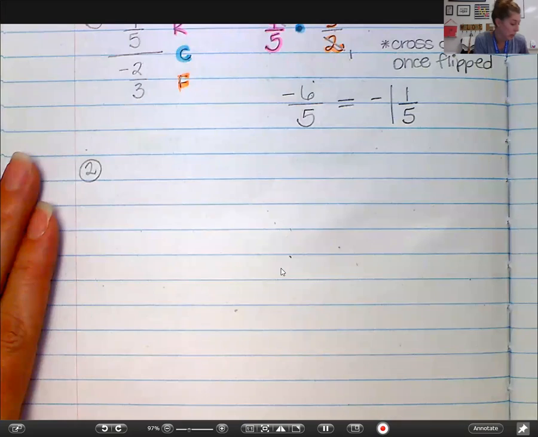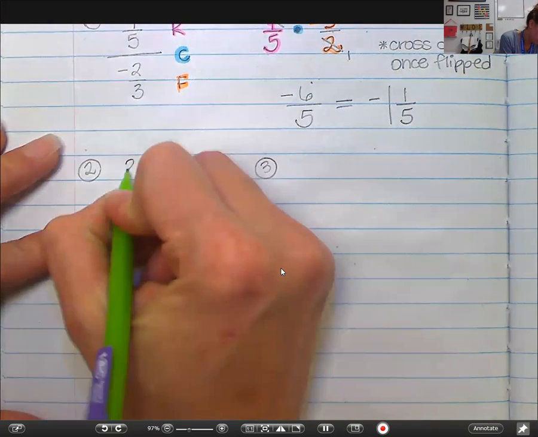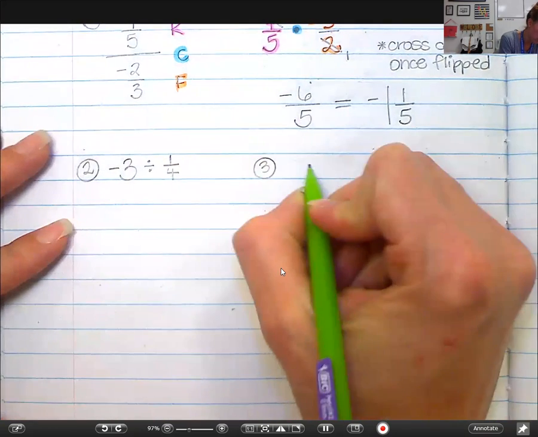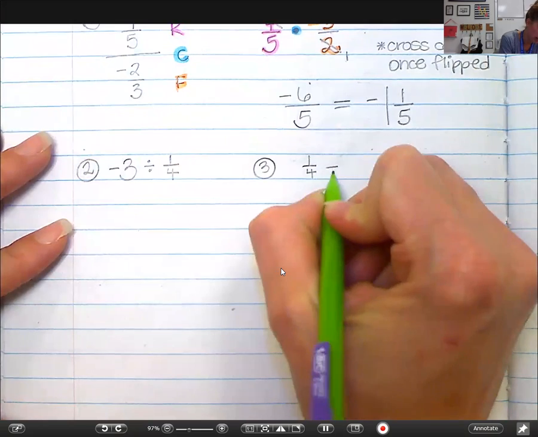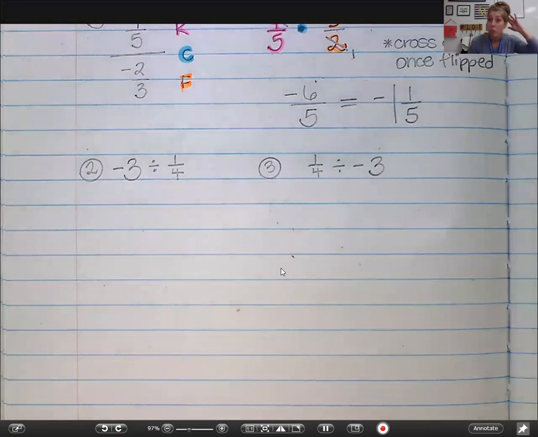Okay, so this is kind of a cool set. We're going to do these two together. Let's do -3 divided by 1/4 and 1/4 divided by -3. There's a question on your future benchmark that looks similar to this and asks what quotients match each other.